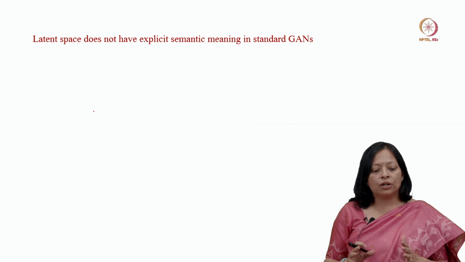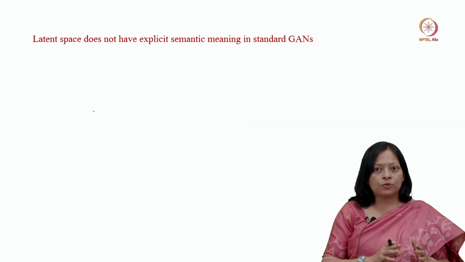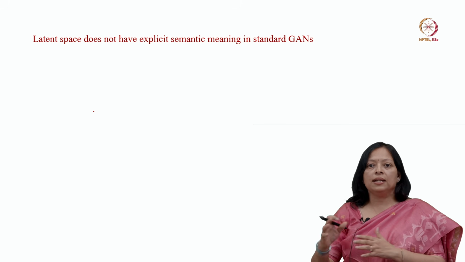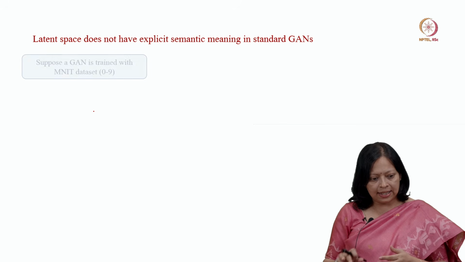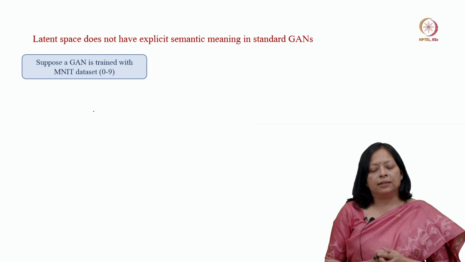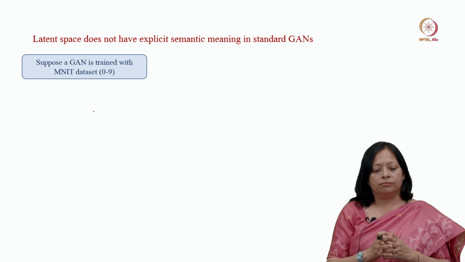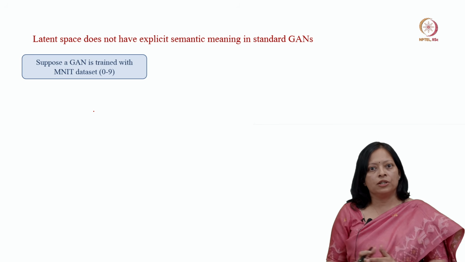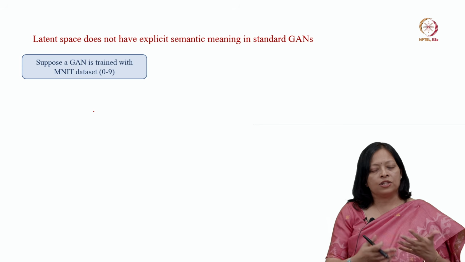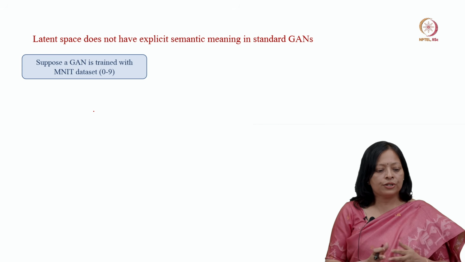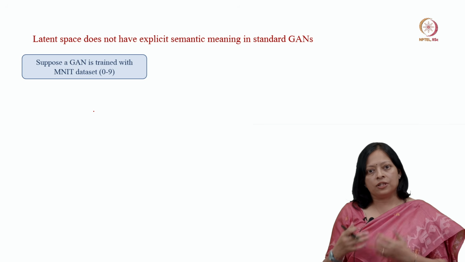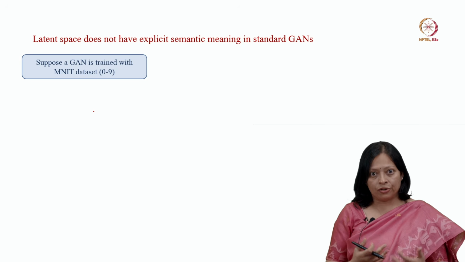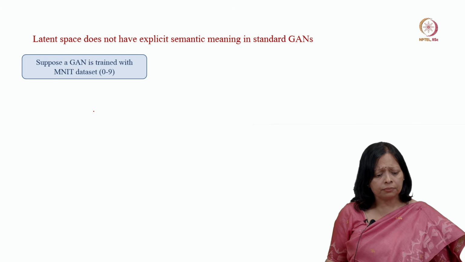Latent space does not have an explicit semantic meaning in standard GANs. What do I mean by that? The textbook definition becomes much clearer when I explain it with an example. Suppose you have a GAN trained with the MNIST data set, which has handwritten digits 0 to 9 in the data set.